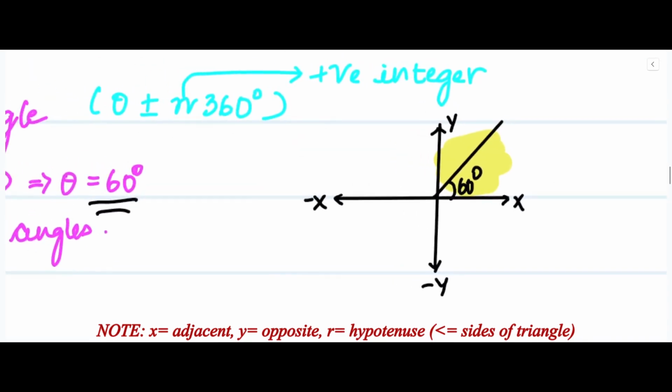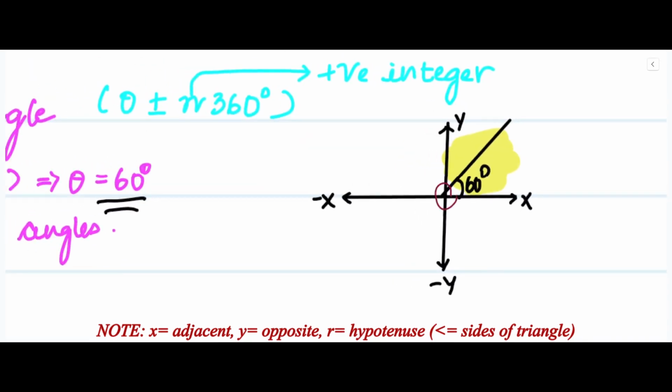Let me zoom this part. This will be our first 360 degrees. This is the first one. Next one will be our second 360 degrees. Next one will be our third 360 degrees. Next one will be our fourth 360 degrees. So it goes around 4 times.